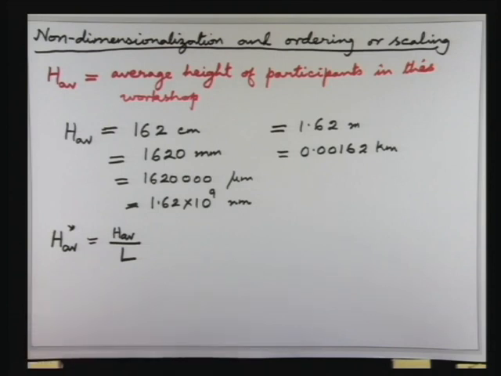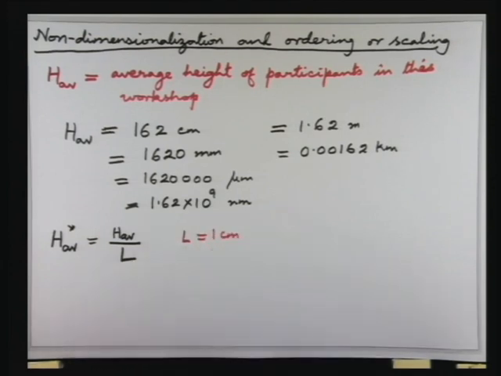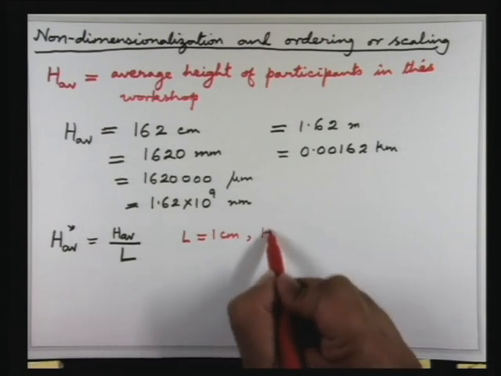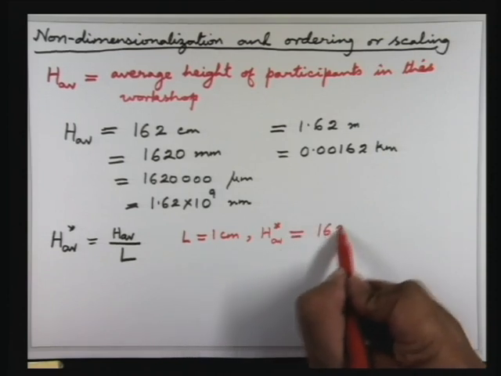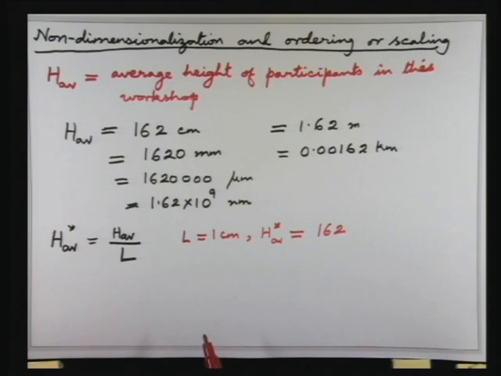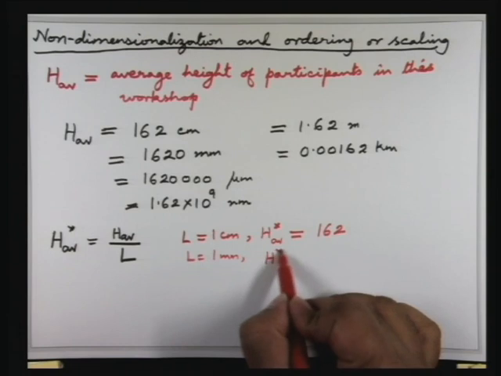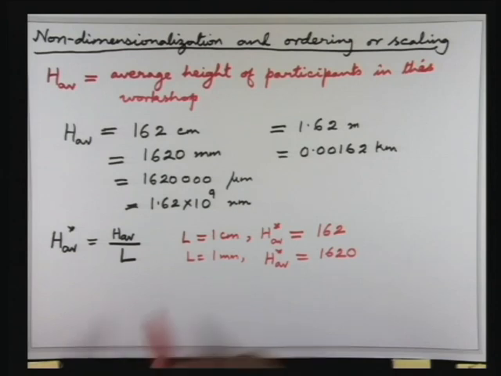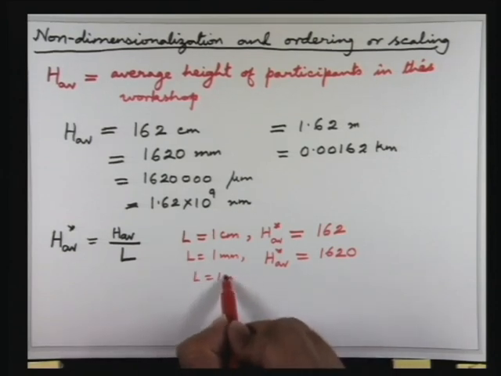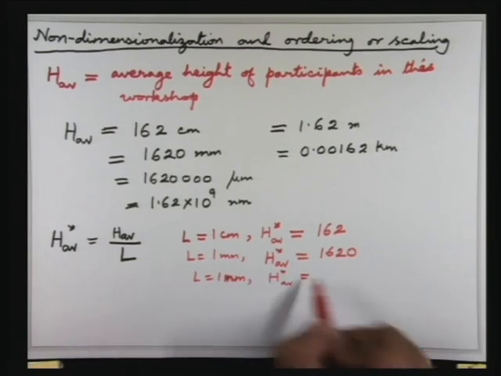Now let us look at the value of this. Suppose I take L to be 1 centimeter, then what is H star average? It is going to be 162. It is a non-dimensional number. If I take L to be 1 millimeter, then H star average will be even larger. If I take L to be 1 nanometer, my length scale, then H star average will be a huge quantity.